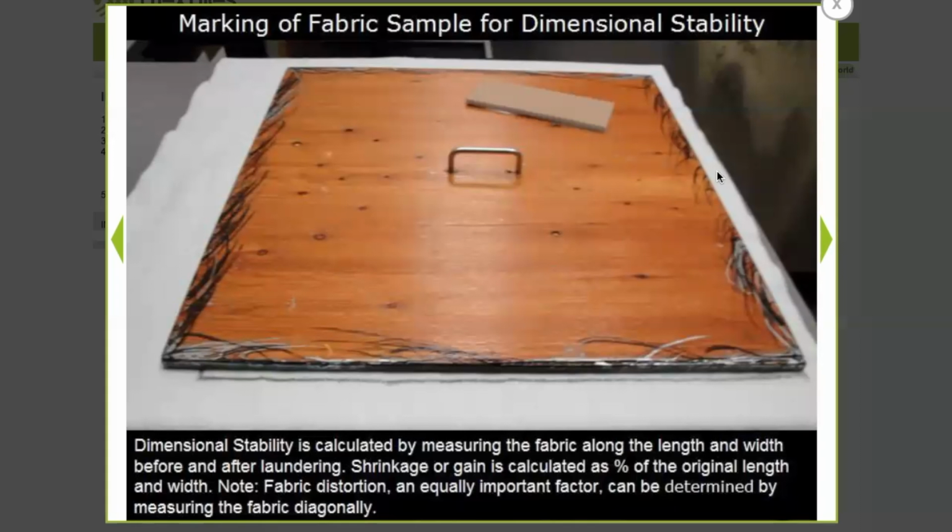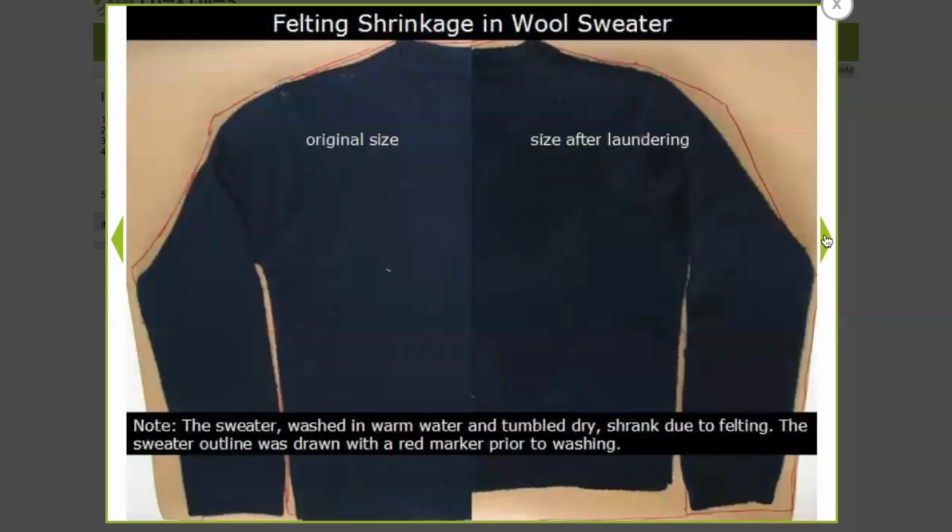You measure a piece of fabric, the length, the width, you launder it or wash it in the washing machine, and then you measure the length and width again to see if it has shrunk. So that will show you its shape retention or dimensional stability. This is a wool sweater that shrunk from this original size into this after washing in the washing machine. So some fabrics will shrink a lot.